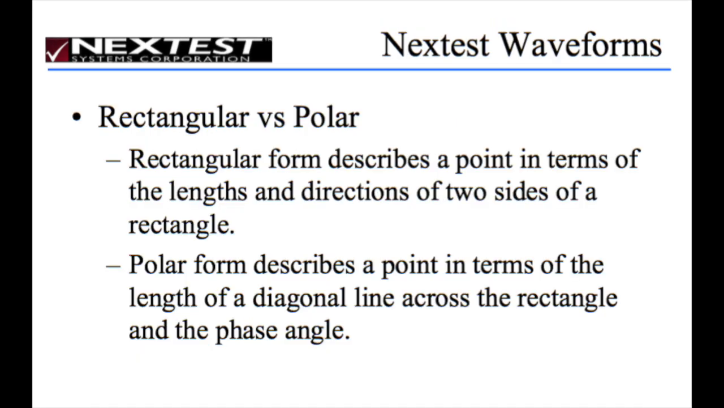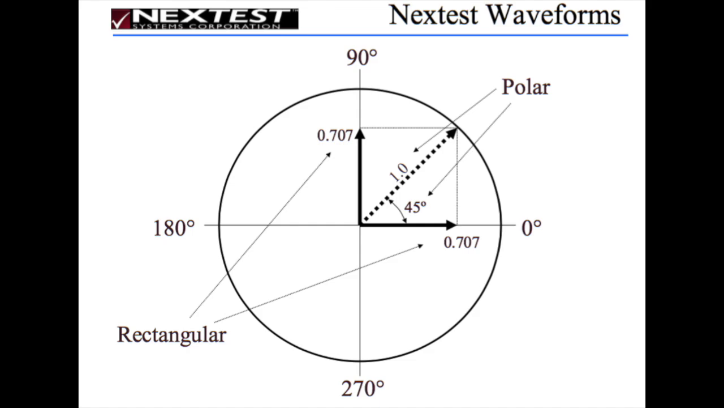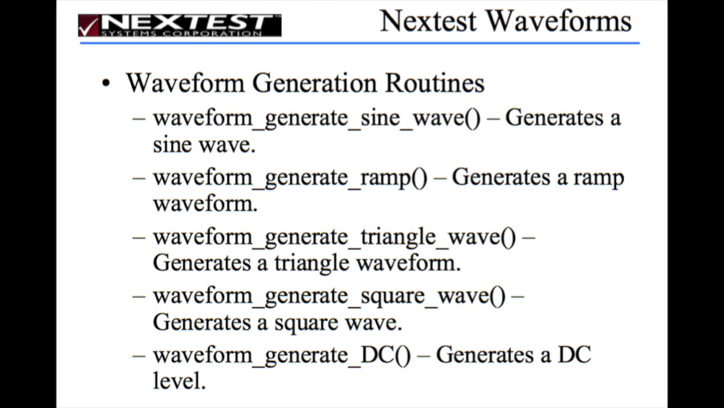Okay, rectangular versus polar. Rectangular form describes a point in terms of the lengths and directions of two sides of a rectangle. The polar form describes a point in terms of the length of the diagonal line across the rectangle and the phase angle. So it looks like this. Here we have rectangular 0.707, 0.707, and the polar is the length of the hypotenuse and the angle. So that's what polar means. Okay, let's talk about generating waveforms.